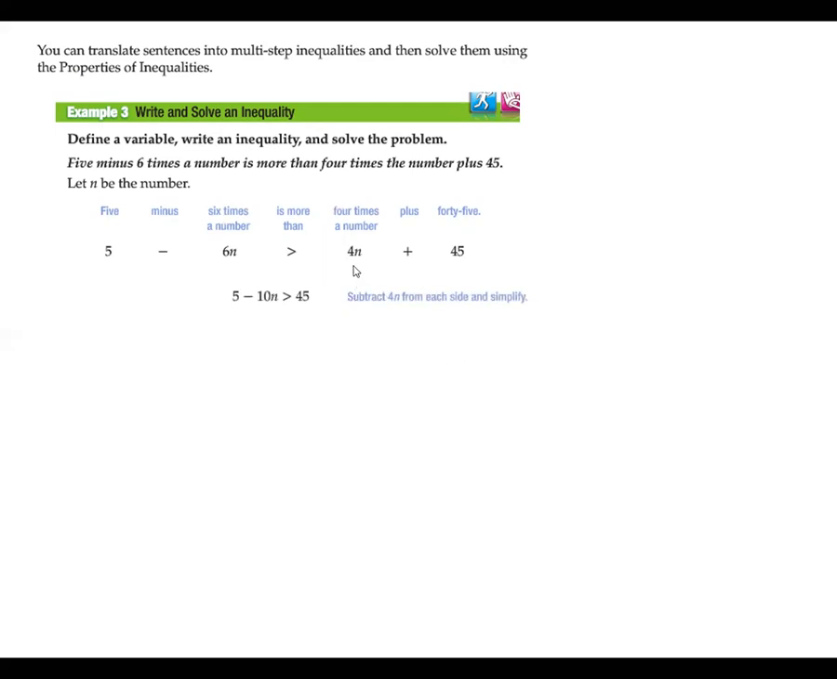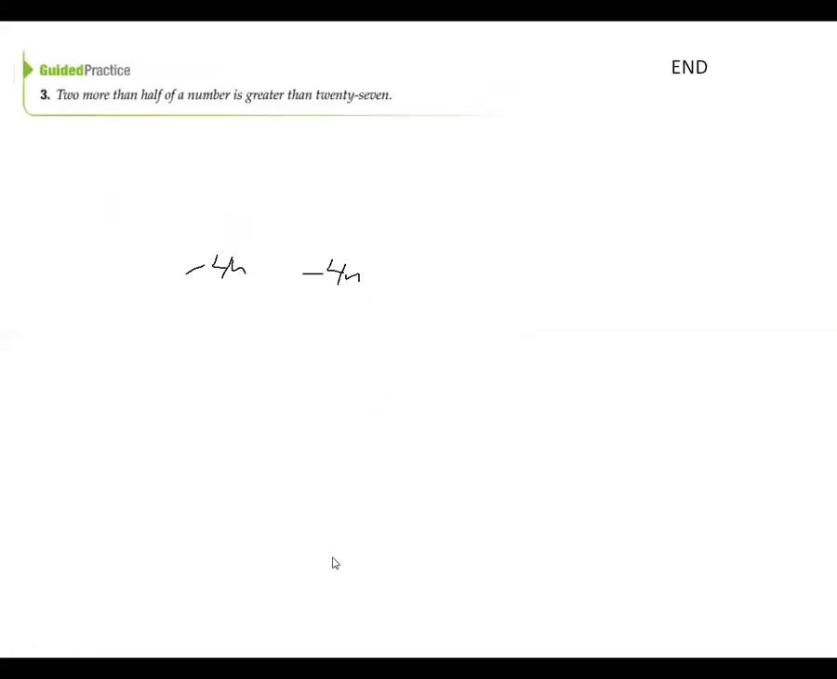And first I subtracted 4n from both sides. I have 5 minus 10n is greater than 45. Subtract 5 from both sides. Negative 10n is greater than 40. Divide both sides by negative 10, and you flip the inequality symbol, and you would have n is less than negative 4. Pretty cool stuff there.